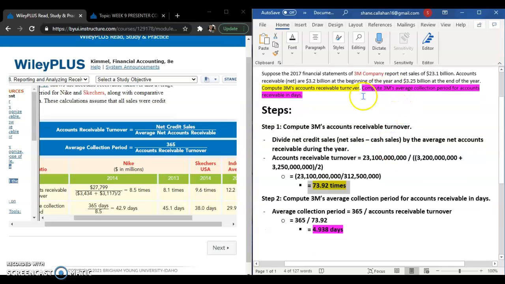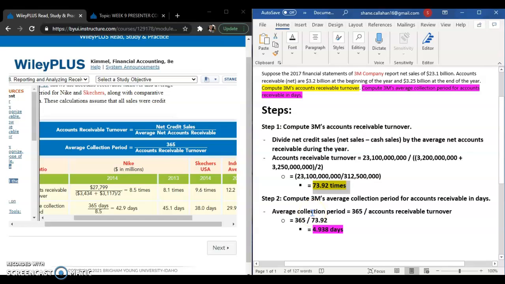And so the second question was compute 3M's average collection period for accounts receivable. And in the book it says that the average collection period equals 365 divided by the accounts receivable turnover. So your correct average collection period all depends on your accounts receivable turnover. So if you get that wrong, you'll get the collection period wrong. So you have to make sure you get the accounts receivable turnover right.